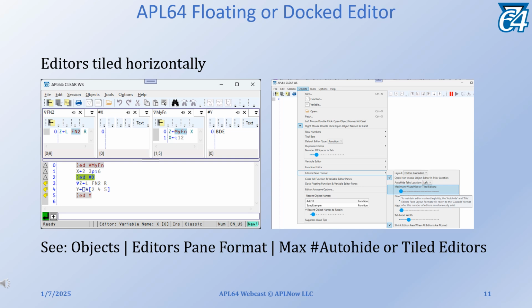When the editor's area tiled horizontally format is selected, the existing editors are docked horizontally within the Editors section of the main window of the APL64 developer version. Depending on the user-determined size of the main window, there is a limit on the number of editors which may be tiled horizontally. The Objects menu provides the user-determined value. Maximum number of auto-hide or tiled editors option will apply. When the limit of horizontally tiled editors is exceeded, the cascaded editors area format applies.